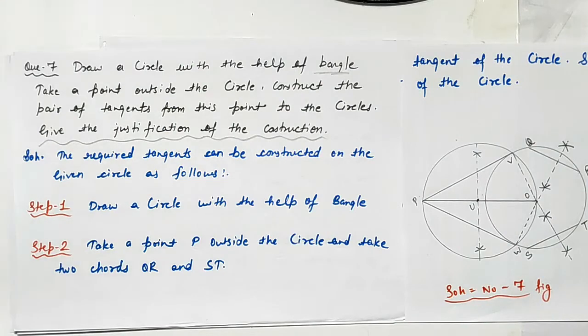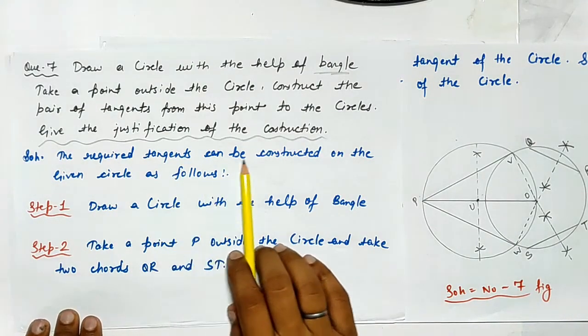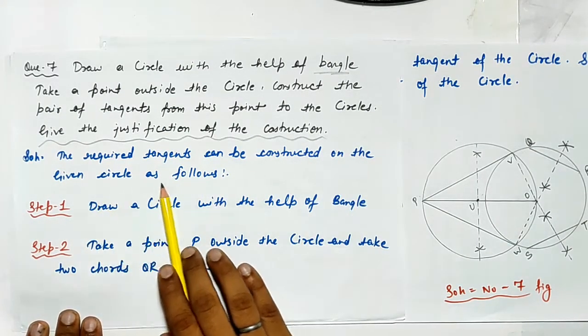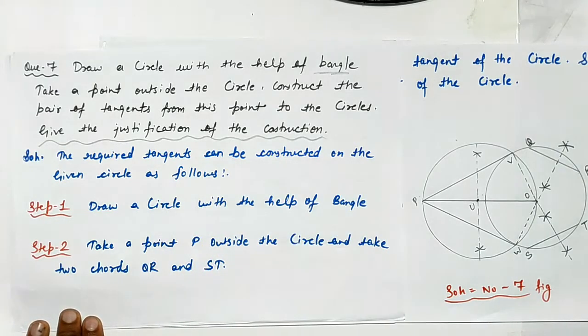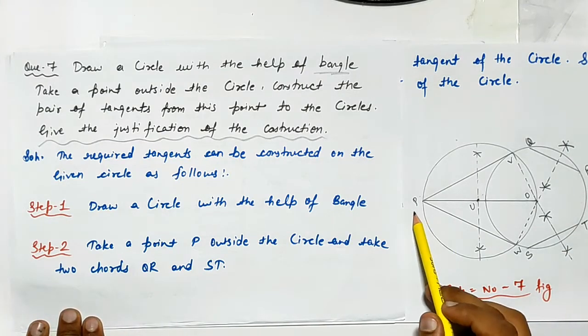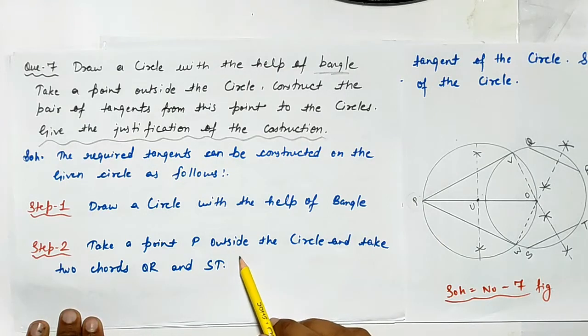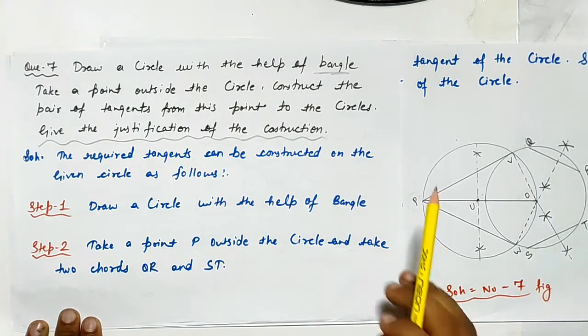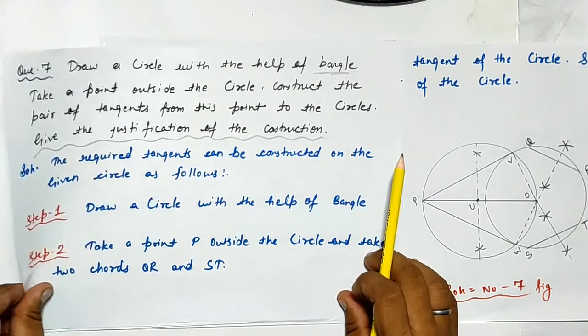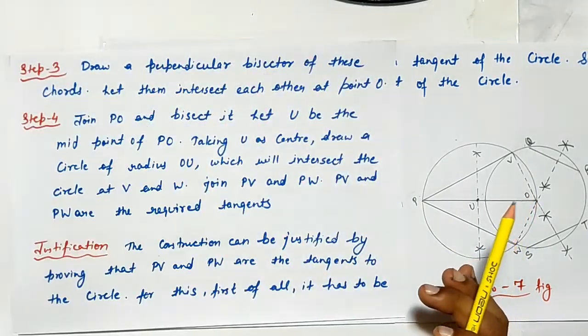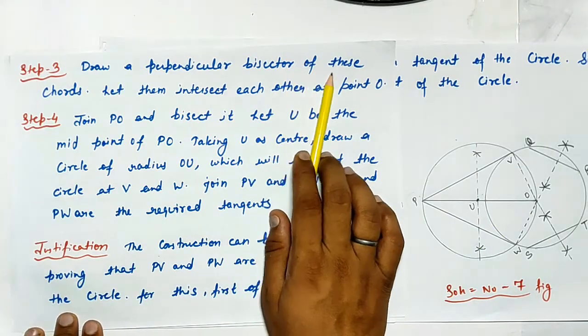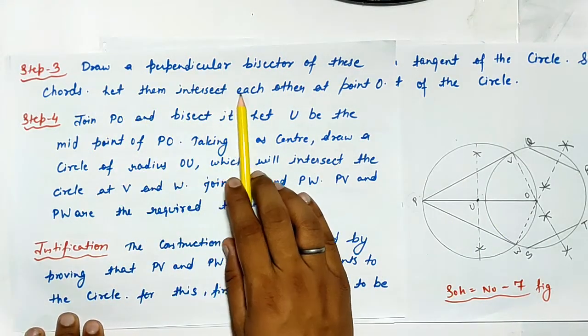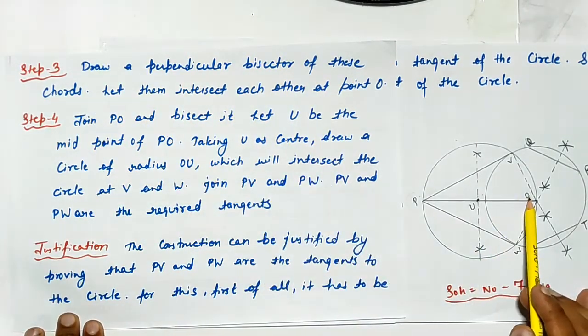So let's start with the solution part. So solution is, the required tangents can be constructed on the given circle as follows. Draw a circle with the help of a bangle. Take a point P outside the circle, and take two chords QR and ST. This is QR and ST. After this, you need to go for step number 3, that is draw perpendicular bisectors of these chords. Let them intersect each other at point O. This is the point O.